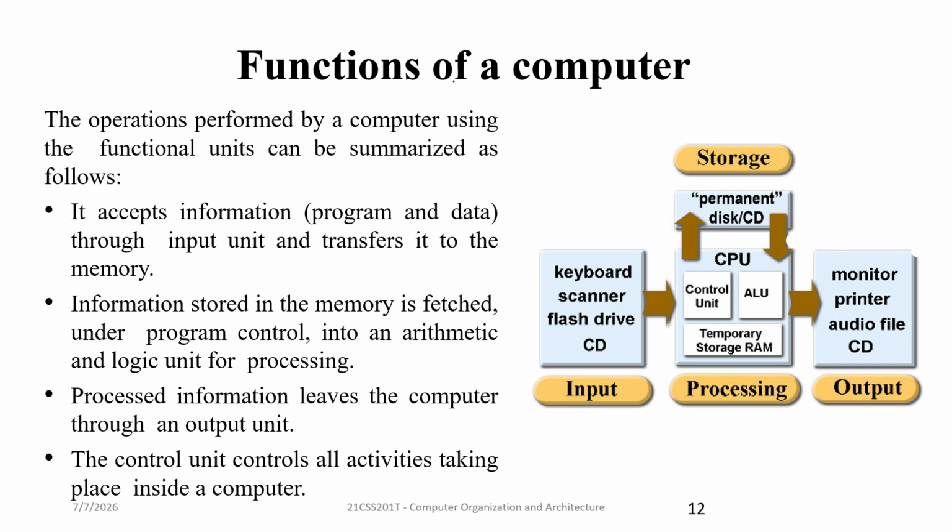We provide the information to the computer by using the input unit, and it is transferred to the memory. So information is stored in the memory. Information stored in the memory is fetched under program control into the arithmetic and logical unit for processing. The processed information leaves the computer through the output unit. The control unit controls all the activities taking place inside the computer.